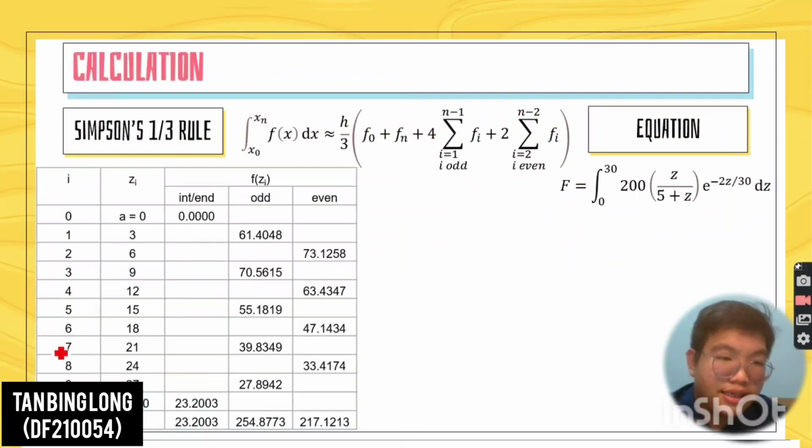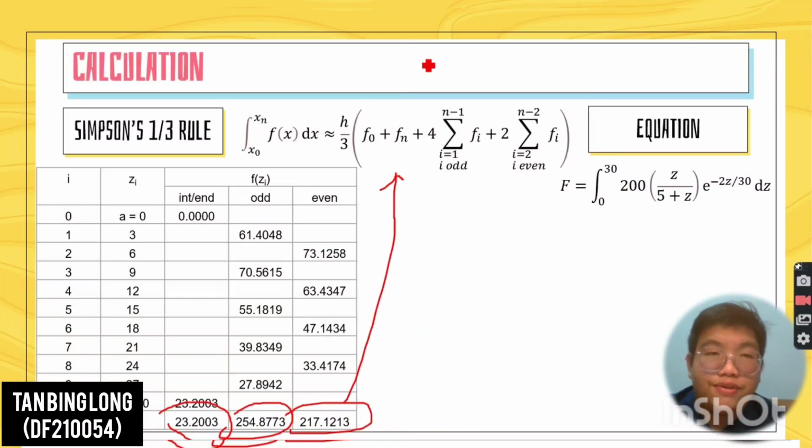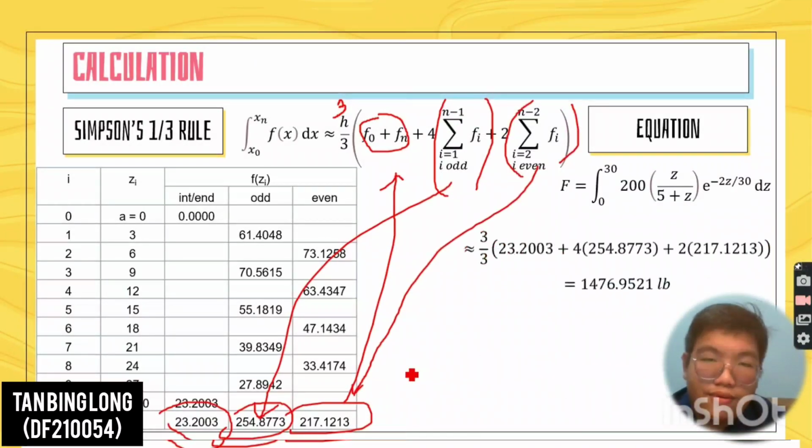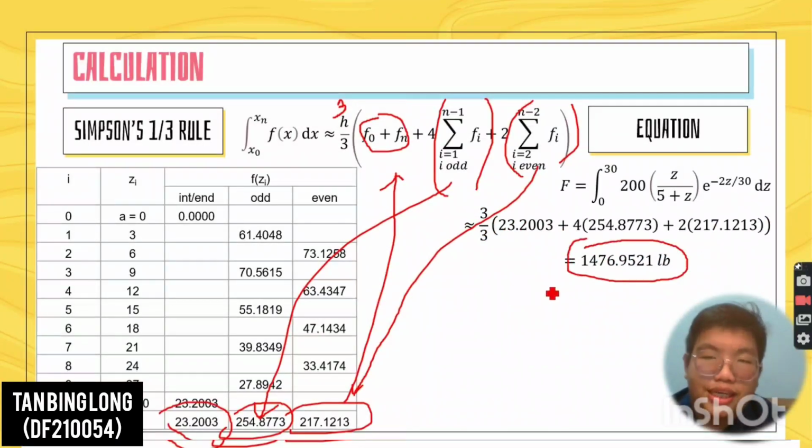Okay, so here is the answer that we got just now. We apply it into the Simpson's 1/3 rule equation. The h value that we found just now is 3. So f0 plus fn is 23.2003, and 4 times the value of here, 2 times the value of here. Then we will get this answer, which is the approximate value that we find from Simpson's 1/3 rule.